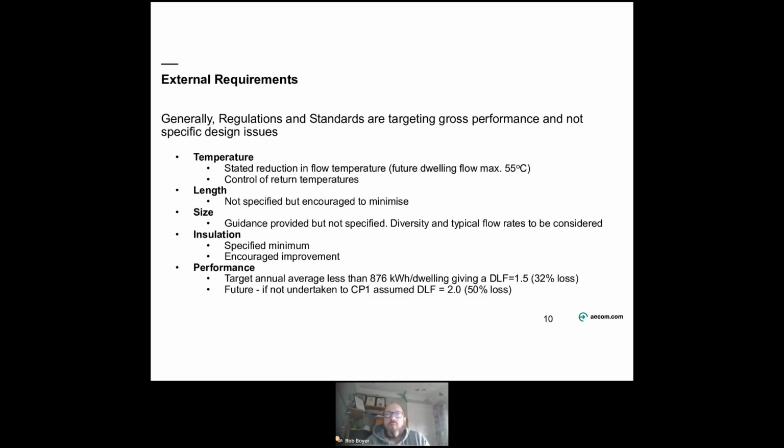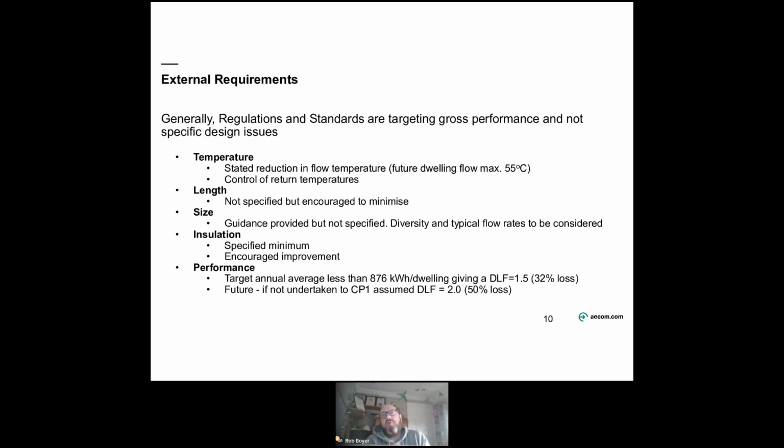So temperatures. There is a move towards limiting residential flow temperatures to 55 degrees on space heating, and mirroring what Richard said, really looking at the control of return temperatures, moving to variable volume systems rather than constant volume systems. Length isn't specified in any documentation, but I think it always needs to be challenged, and it is encouraged within the documentation to minimize it, but there are no standards around how much pipework should be installed. There is guidance now on sizing and typical flow rates, but they're still not always being used, properly applied, or even delivered on site. So we're still seeing real world oversizing.